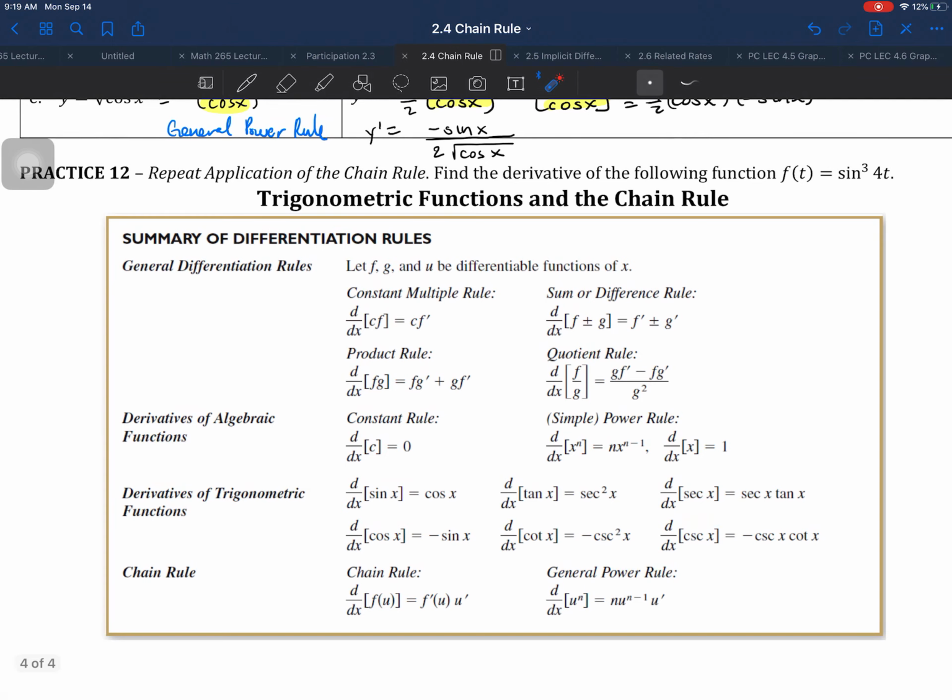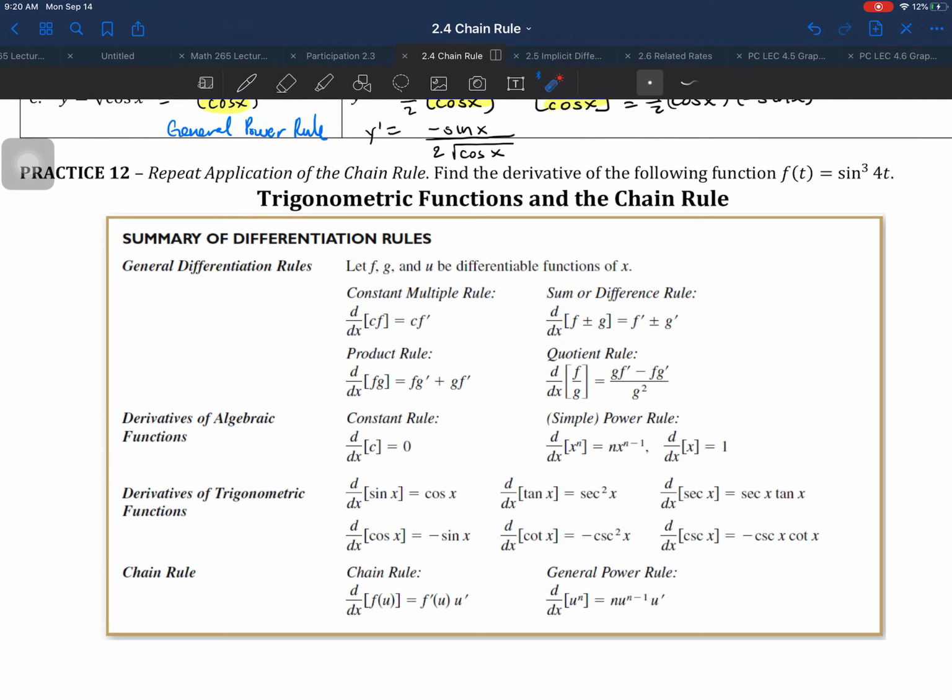All right. So I hope this is helpful for us to be able to recognize and do the chain rule. And here's a quick summary of what we have seen so far. We have the constant multiple rule, the sum or difference rule, the product rule, the quotient rule, the constant rule, the simple power rule, the derivatives of sine, cosine, tangent, secant, cosecant, and cotangent, and then the chain rule, and also the general power rule as well.